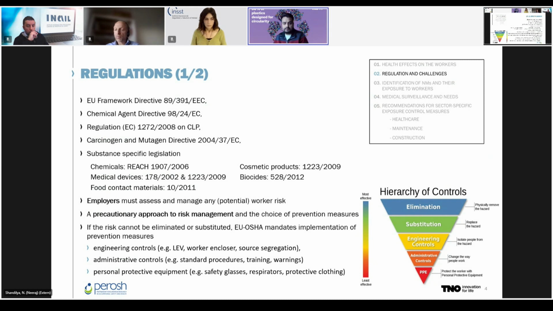So first, if the elimination and substitution doesn't work, we start with the engineering controls. So the implementation of measures like local exhaust ventilation, worker enclosure, source segregation, etc. Then we have administrative controls, which include standard procedures, training, warnings, etc. And finally, if none of them are working, then we have the last resort, which is the personal protective equipment, which is the least effective measure. And it includes safety glasses, respirators, and protective clothing.